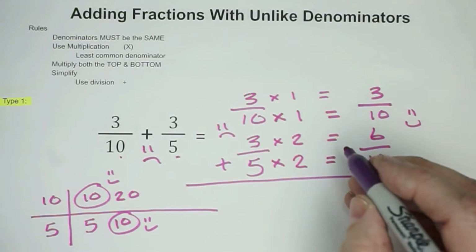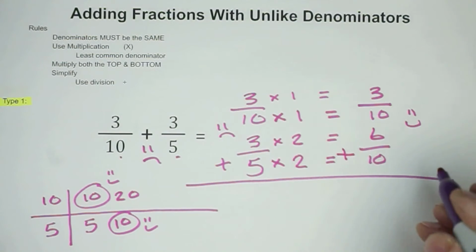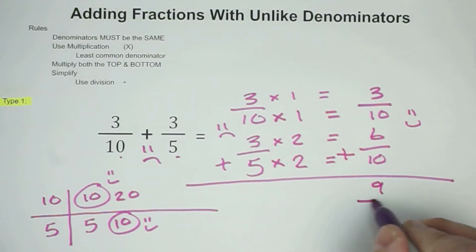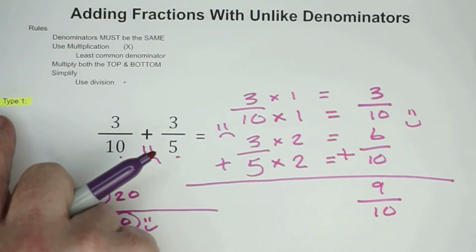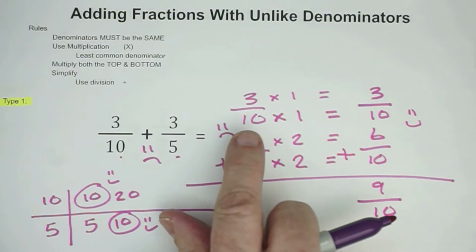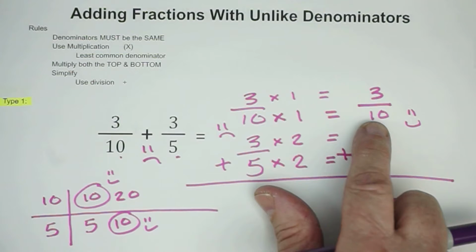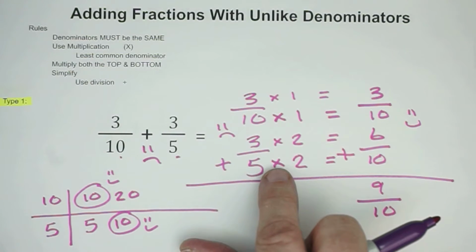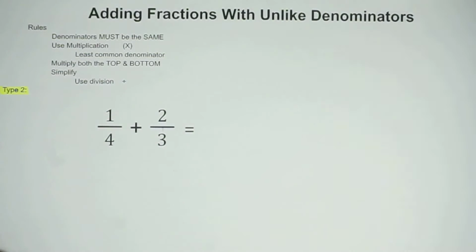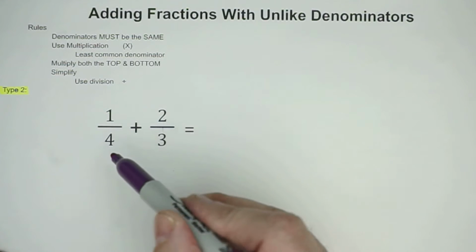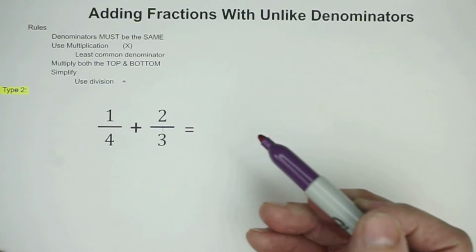So 3 plus, right, 6 would be 9. And then our tenths, and we don't need to simplify. So that's how you would do that problem. So that was a type 1 problem where one of our denominators was already the tenths, the ones that we needed. We really only had to switch the one. Type 2 is when we're going to end up having to do both, but it's the same operation.